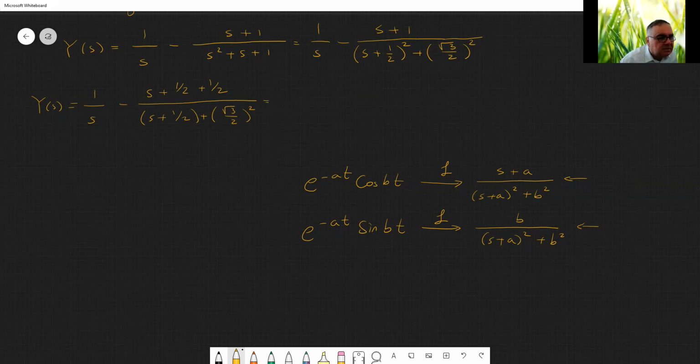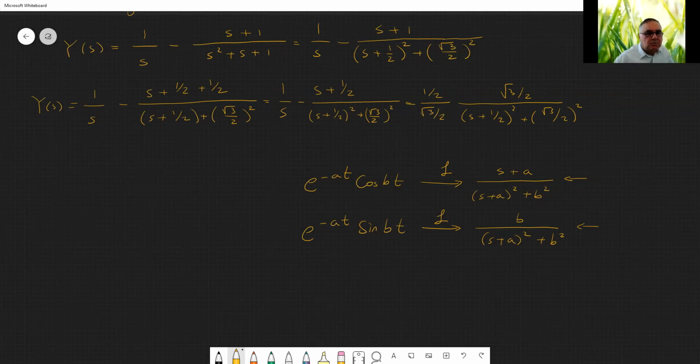So I can write this as 1 over s minus (s plus 1 over 2) over (s plus 1 over 2) squared plus (root 3 over 2) squared. But I have a minus 1 over 2 term left here. So let me write this down. But I don't want 1 over 2, I want root 3 over 2 there. So 1 over 2, let's write it here, but I want a root 3 over 2, again over (s plus 1 over 2) squared plus (root 3 over 2) squared. Now I have added a root 3 over 2, so I have to divide by root 3 over 2. This is a minus, by the way.